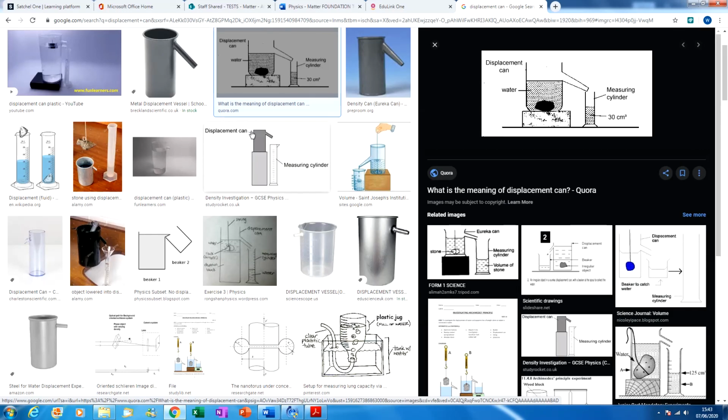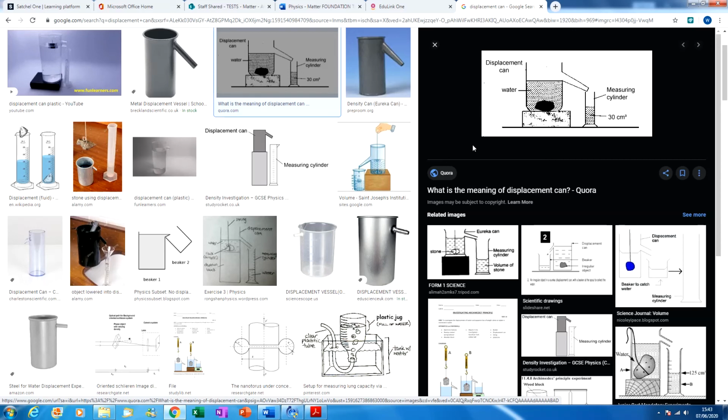So remember, a displacement can looks like this. It's essentially just a container with a spout, and you fill it up to just beneath the spout with water. When you put in an object, the level of the water rises. A scientist would say the water is displaced, and the amount of displacement is measured by how much water falls out of the displacement can, and you can collect that into the measuring cylinder. And the volume of water collected will be the same as the volume of the object put into the can. So that is a displacement can.